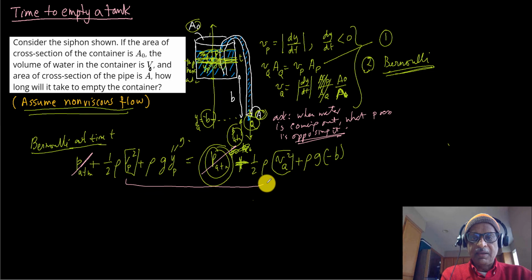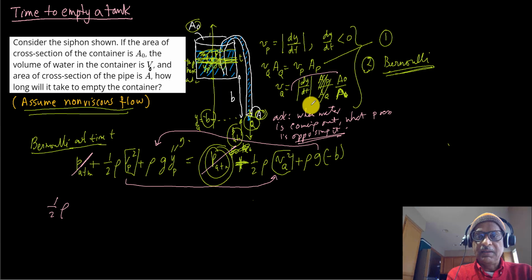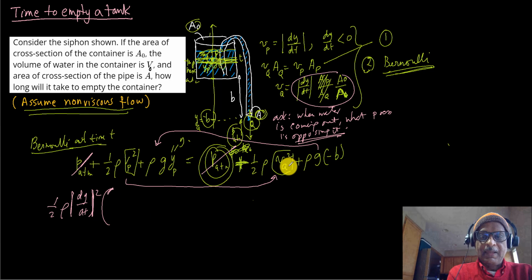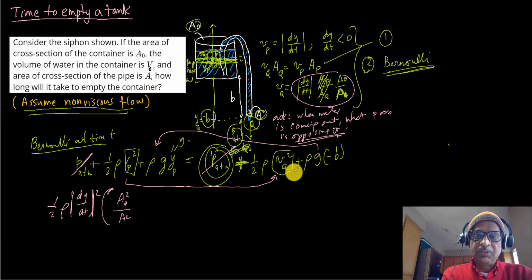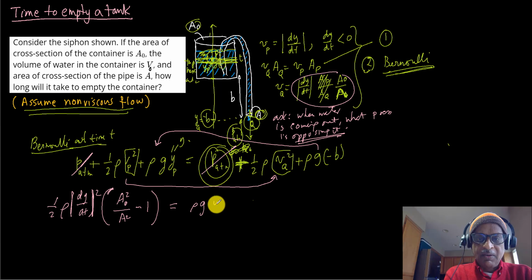I can send this one to this side and this one to that side, and so we have half rho V_Q squared going this way. So we're going to have (dy/dt) squared, and this will be (A0 over A) squared, because I have the square of V_Q squared, minus 1. That is just equal to, on the other side, rho g y plus B.